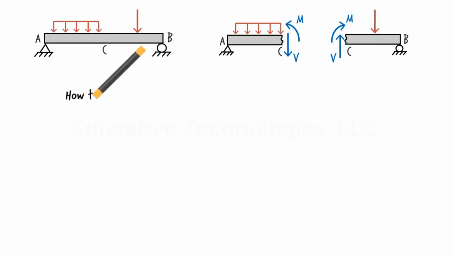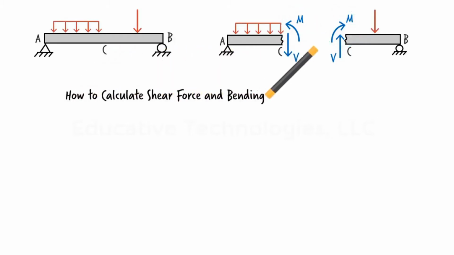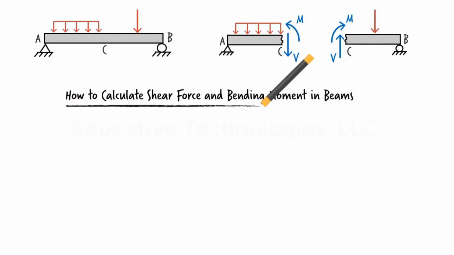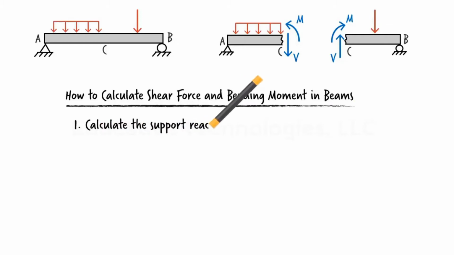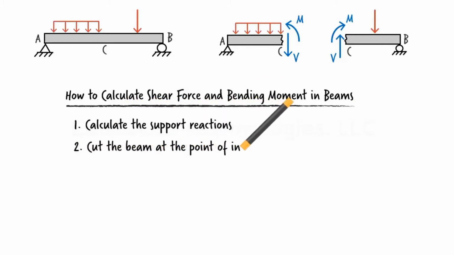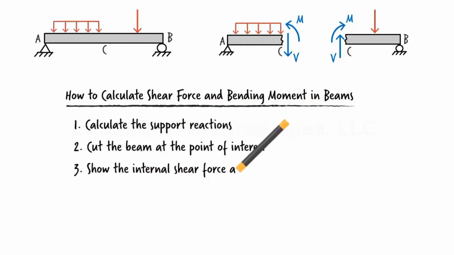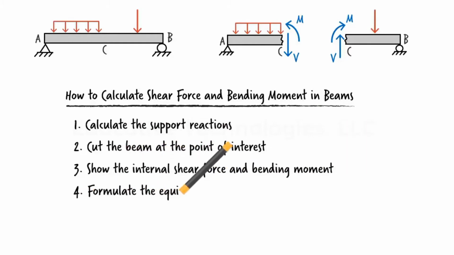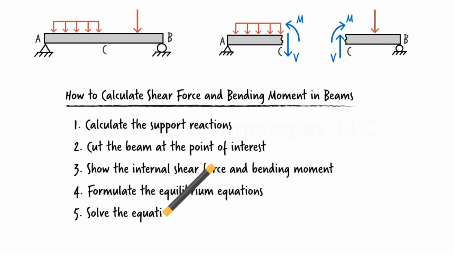Now, let's see how we can calculate shear and moment at a point in a beam. The procedure is rather straightforward. 1. Calculate the beam's support reactions. 2. Conceptually cut the beam at the point of interest. 3. Show the internal forces at the cut point and draw each segment's free body diagram. 4. Formulate the equilibrium equations for either the left or the right segment of the beam. 5. Solve the equations for the unknown shear force and bending moment.